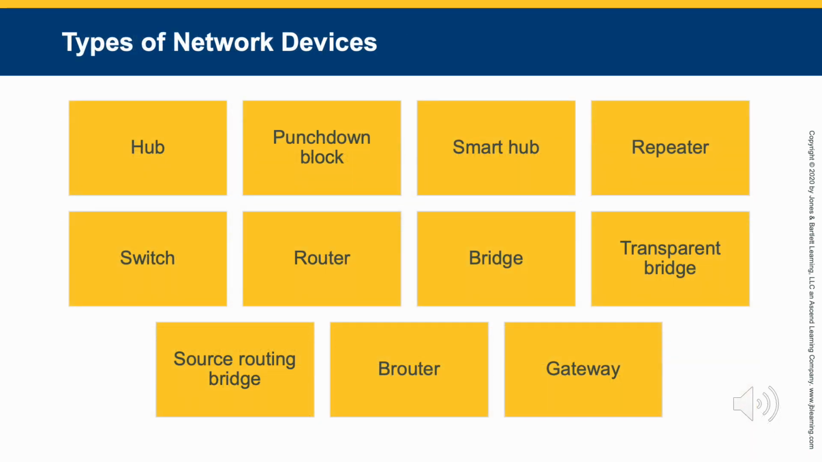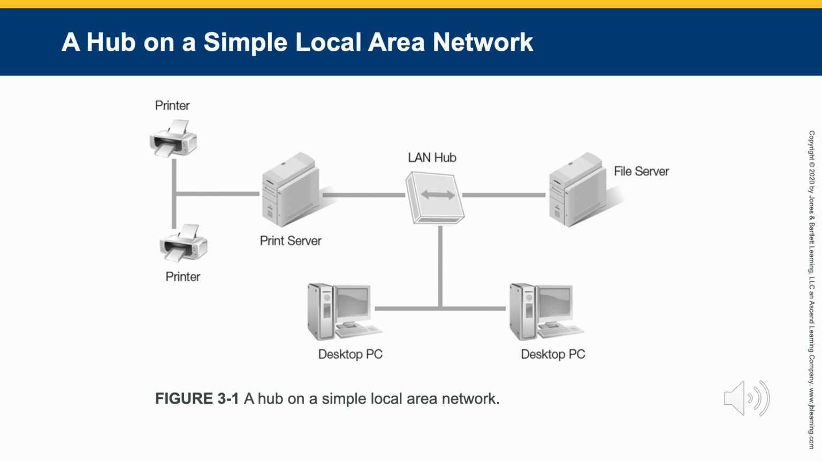Types of network devices you might find in a network: a hub, punch-down block, smart hub, repeater, switch, router, bridge, transparent bridge, source routing bridge, brouter, and gateway. A hub on a simple local area network would connect the file server, the print server that controls the printers, desktops, and laptops.